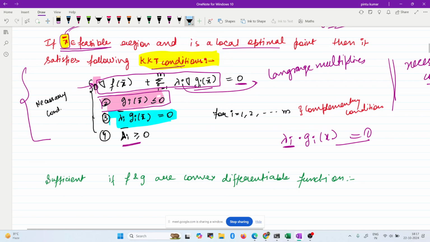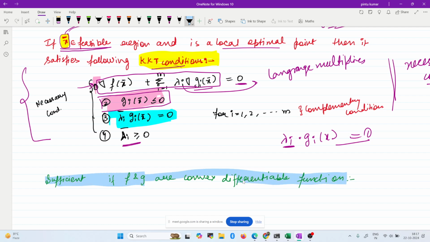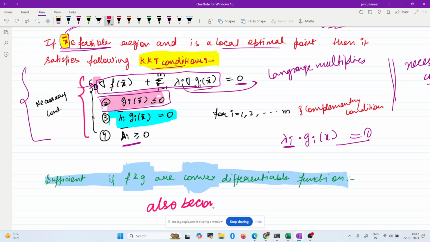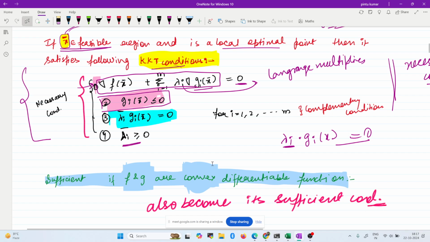The special case is if your f and g are convex differentiable functions. Differentiability is needed because you want to calculate the gradient, so it should be differentiable. But if your f and g are convex, this is the important point, then these four conditions that we just talked about, this necessary condition, also becomes sufficient. So this is what your KKT conditions are.